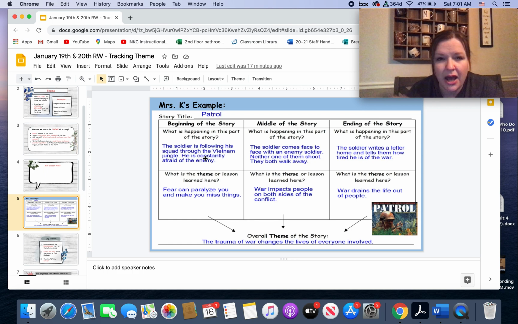And so I read about 5 pages, and I stopped because that's kind of the beginning of the story, and I wrote that down. That's what's happening. And then I asked myself down below here, what is the theme or lesson that I can learn? Now, there could be more than one answer here, okay? So when you write your theme, if you have an argument from the story, there could be more than one right answer, and you could be right, even if you're different than somebody else.